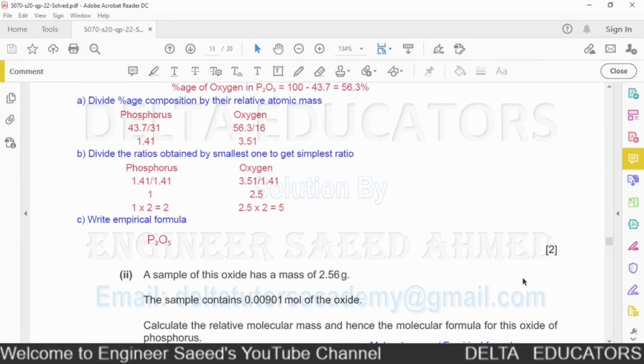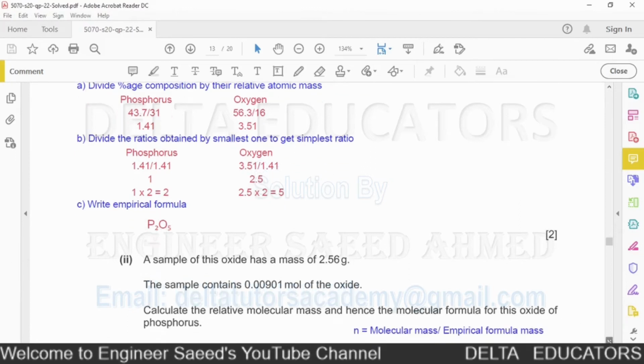Next part: a sample of this oxide has a mass of 2.56 gram. The sample contains 0.00901 mole of oxide. Calculate the relative molecular mass and hence the molecular formula for this oxide of phosphorus.